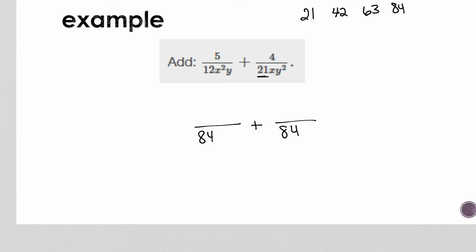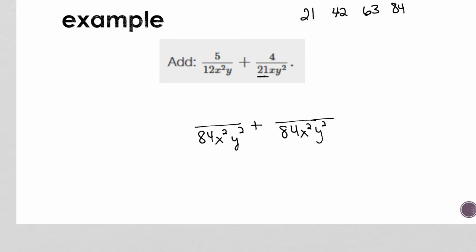Okay? Now, look at this. I've got 2 x's here, but I only have 1 here. Remember, this can't get smaller, but this could get bigger. So we have to have 2 x's in our denominator. They can't get smaller, they can only get bigger, okay? Now look at your y's. I've got 1 y here and I've got 2 y's here. This can't get smaller, but this could get bigger. So we want 2 y's as well in the denominator, okay?